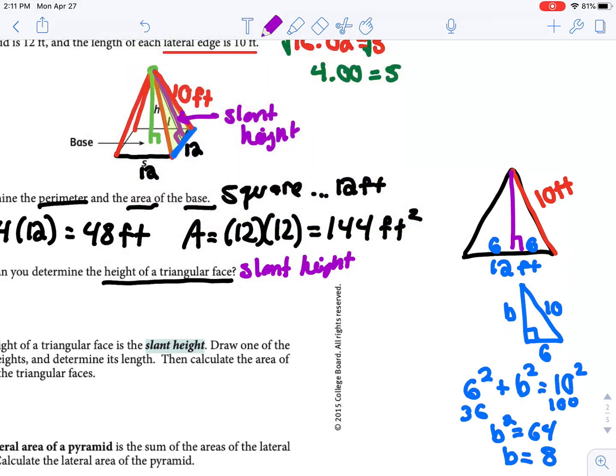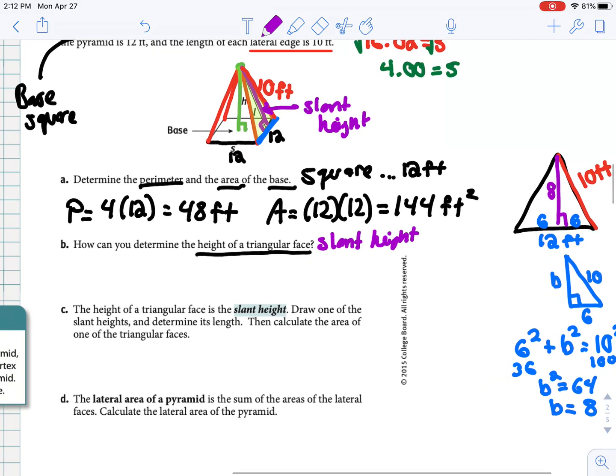So at this point, what I have found is that the height of this lateral triangle is 8. If you come back over to our main picture, that tells us that this slant height is 8. Okay, so how did we determine the height of that triangular face? We used that Pythagorean theorem to help us find that. Now, as I've mentioned a couple times, this is what we call the slant height. And we can use that slant height to actually calculate the area of one of the triangular faces.